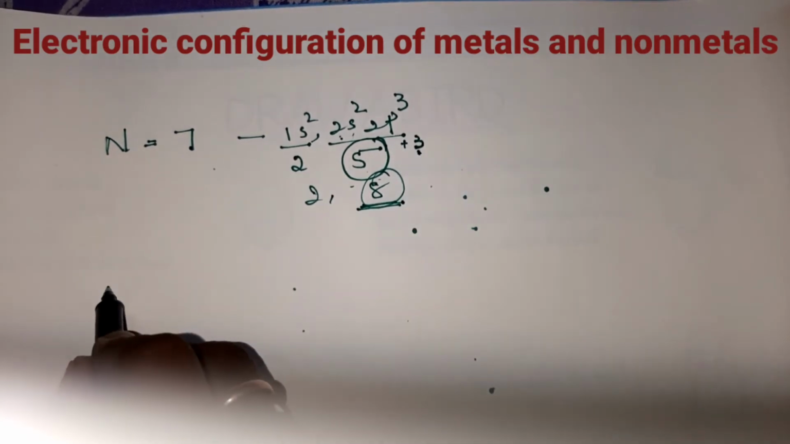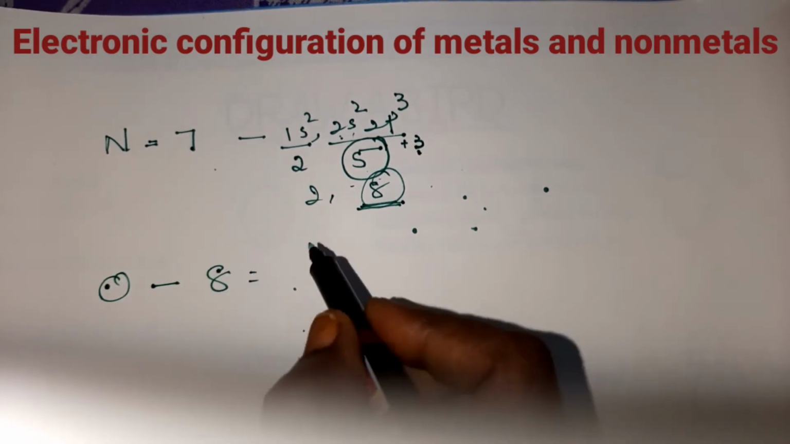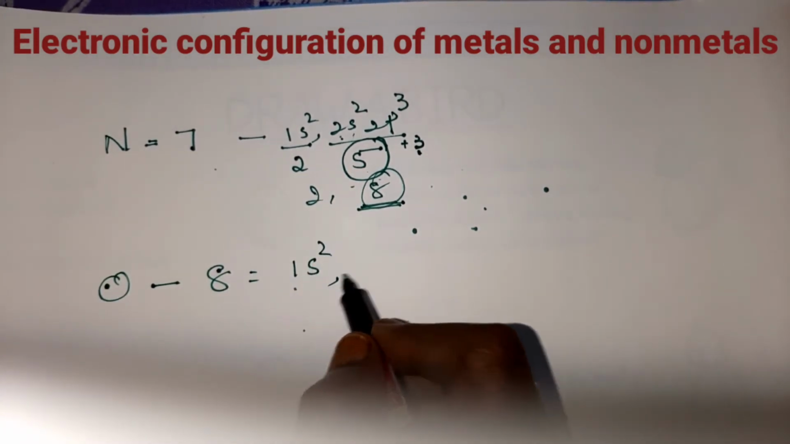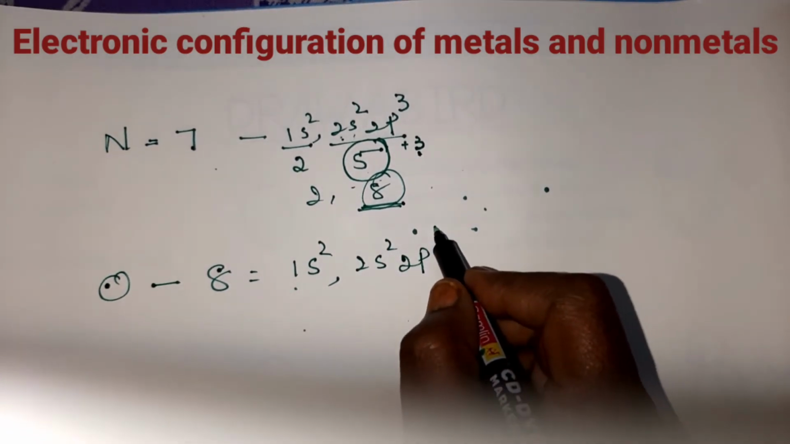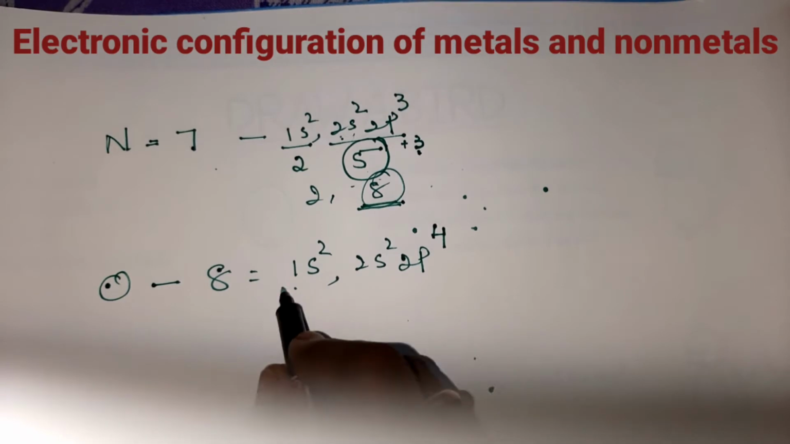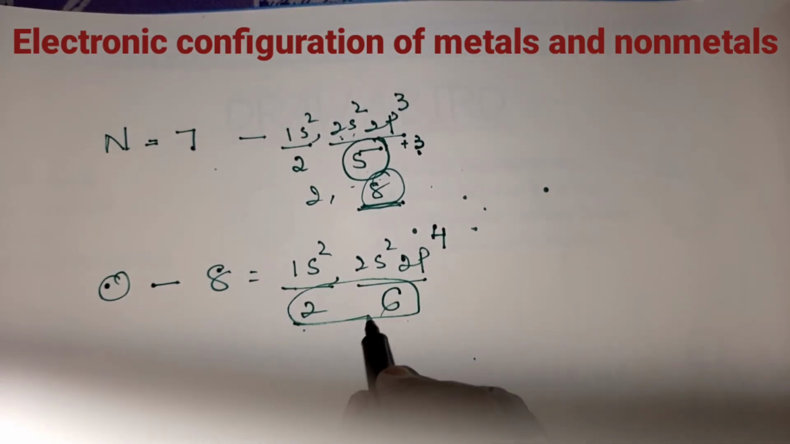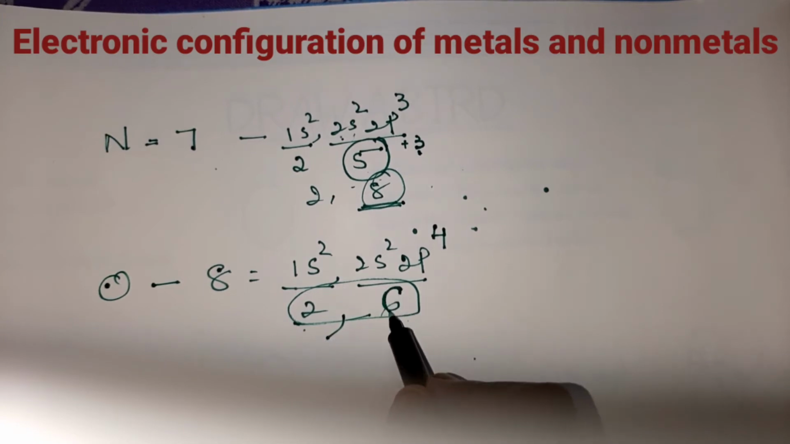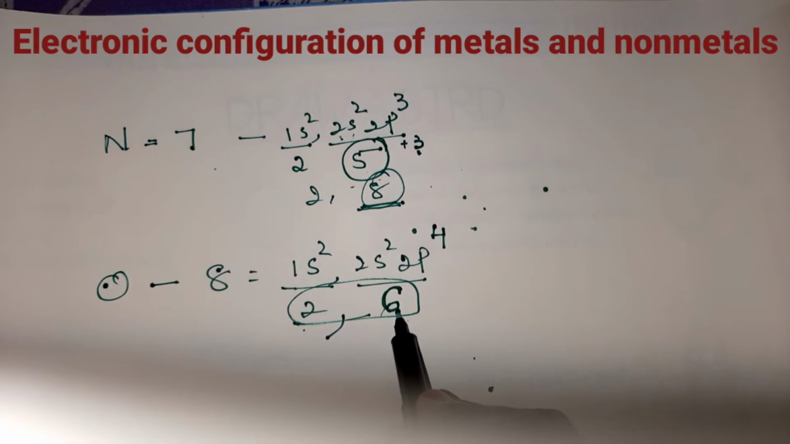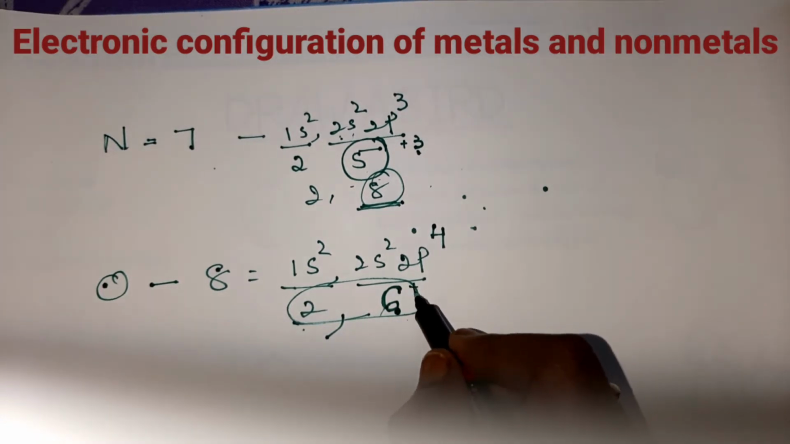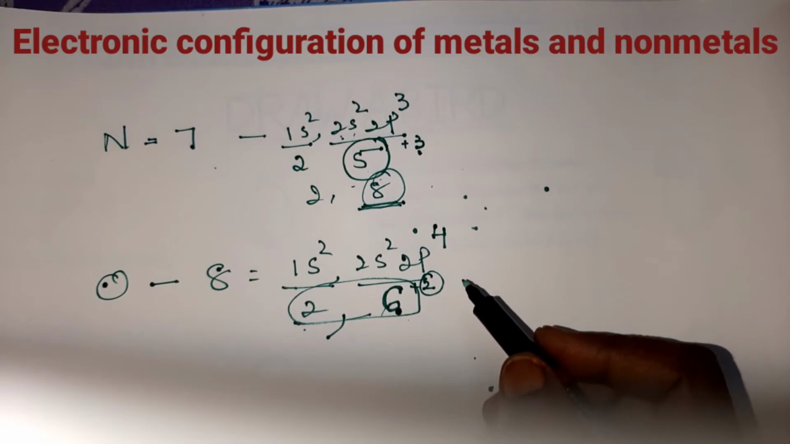Okay, children? And the next one, oxygen. Oxygen, if you write, so atomic number is 8. So what is the electronic configuration? 1s2, 2s2, 2p4. Okay, children? So first shell 2 electrons, second shell 6 electrons. Totally 8 electrons are there. So in order to attain octet or noble gas electron configuration, it is in need of 2 electrons. These 2 electrons are received from the metals.